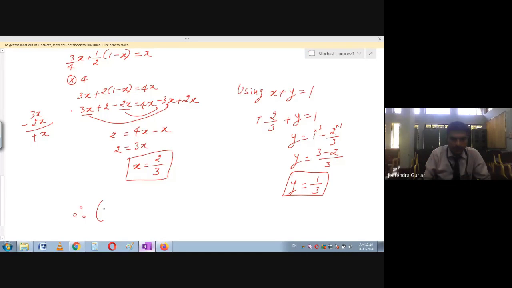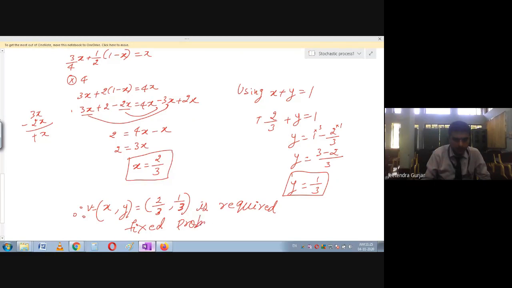What is this condition now? V is equal to, we get this as (x, y), which is nothing but 2 divided by 3 and 1 divided by 3, okay, which is the required fixed probability vector, students. Okay, I think there is no doubt.